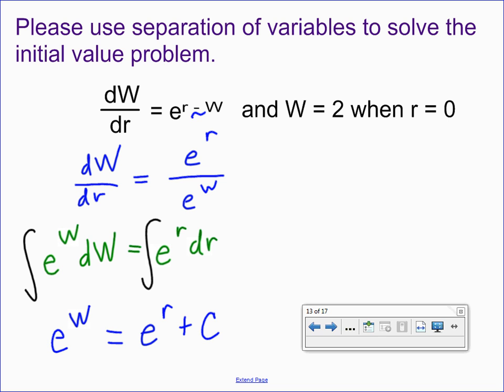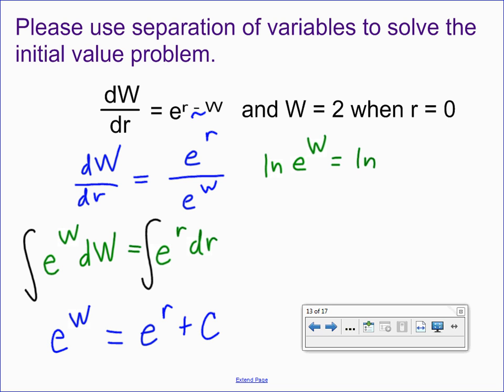So natural log of. Do I need bars here? No, we're not using natural log as an antiderivative. That's when we need to include bars to preserve the domain of the original function. Here we're taking the natural log of both sides as a means for solving for w. So algebraically, we just start taking the natural log of both sides.